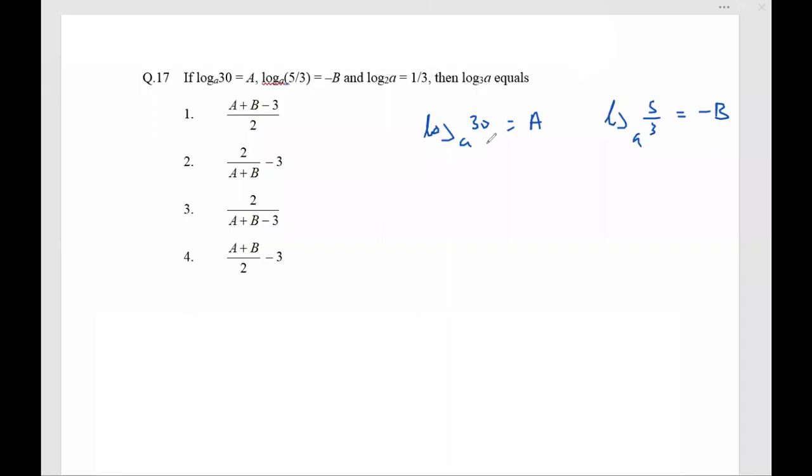Okay, so this is A, this is B. Log of, I'll take the reciprocal of it because I want base a everywhere. Log of 2 base a is equal to 3. Now what I have: 30, I have 2, I have 5 by 3. And what I need to find out is log of a base 3.